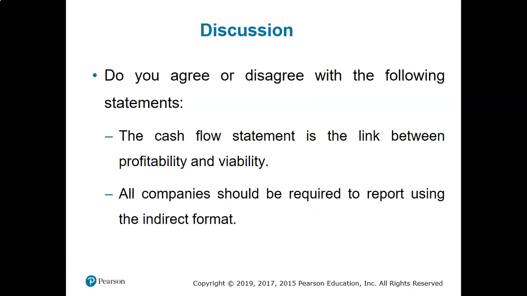There are some interesting discussions and some points for your thought. So do you agree or disagree with the following statement? The cash flow statement is the link between profitability and viability. What do you think? Do you agree or disagree with that?